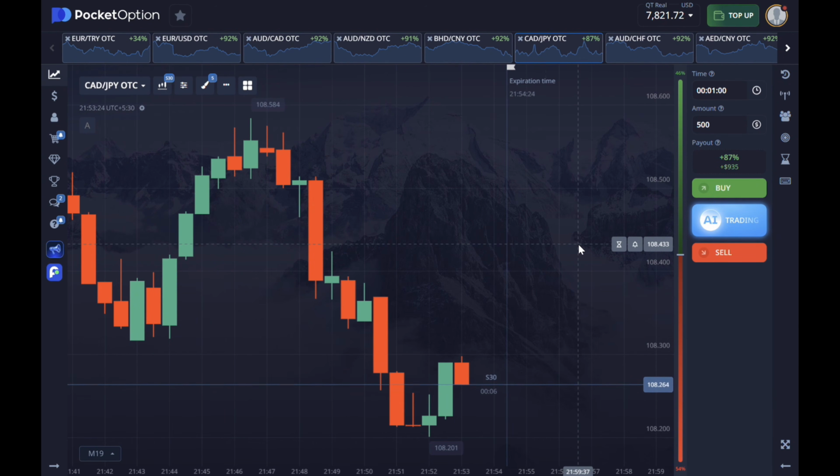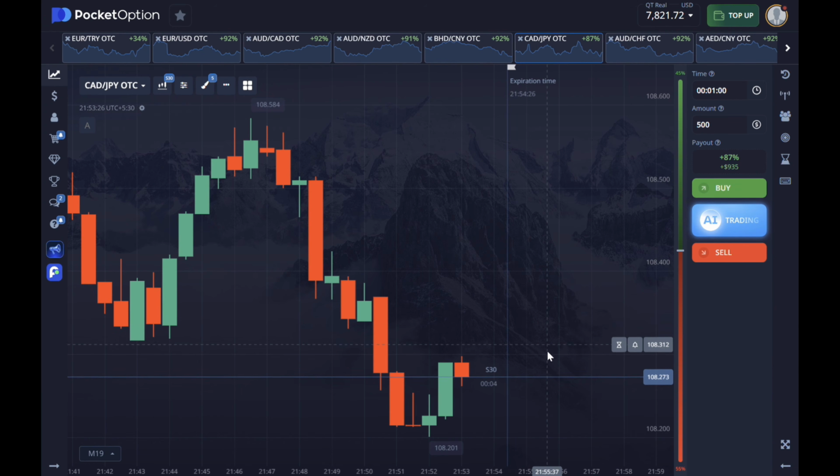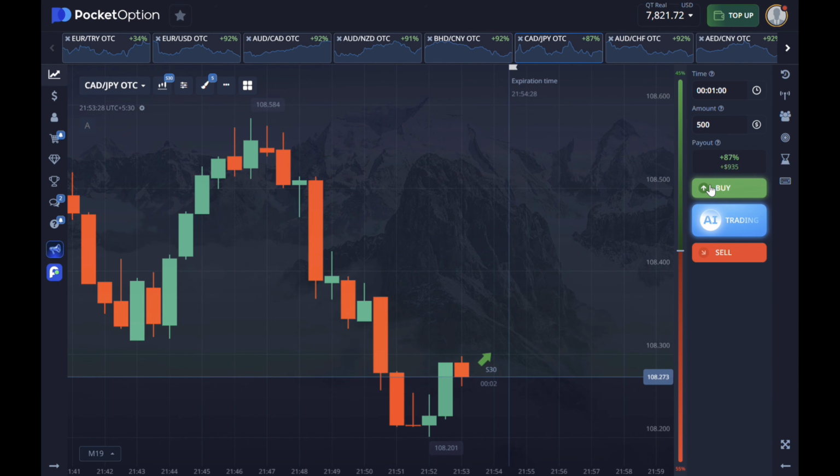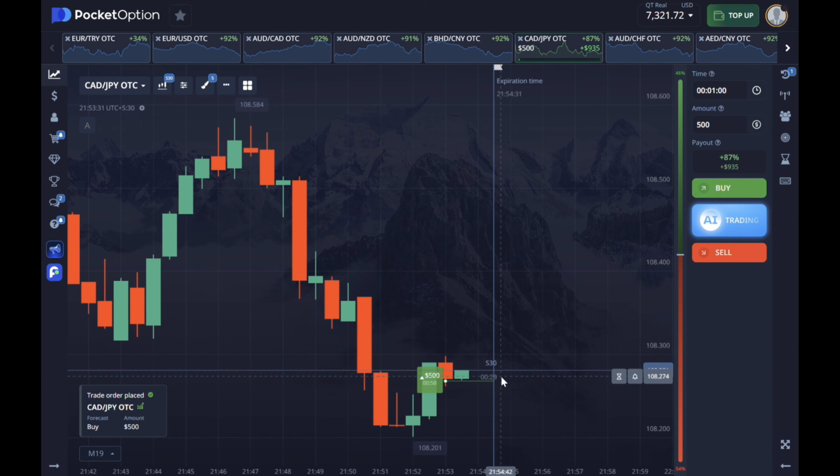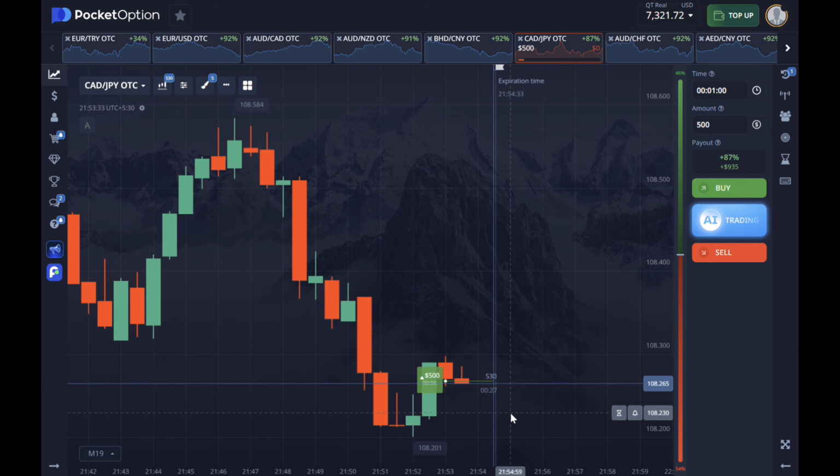Okay, so here I have opened the chart of CID. Alright, here I see a buy trade opportunity, so I will place my buy trade here. Okay, so I have placed the buy trade here. Now let's understand why I placed the buy trade here.